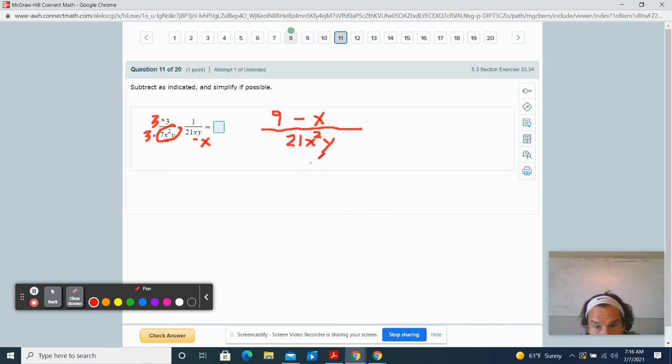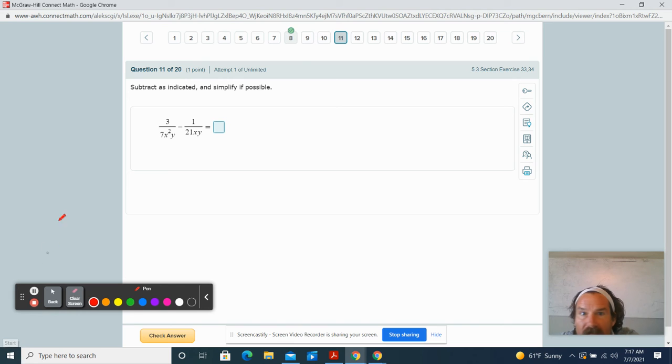And there's no simplifying we can do here. 9 minus x over 21x squared y is simplified. You just want to see if you can factor anything or cancel anything. We can't do anything. Okay. All right, that was 11.